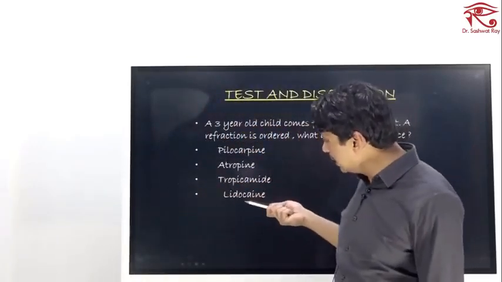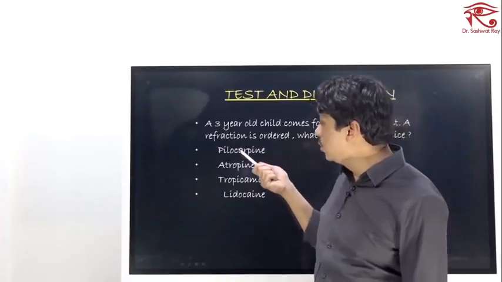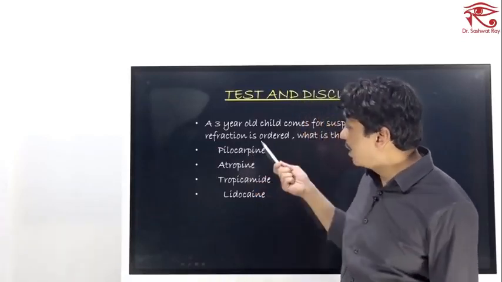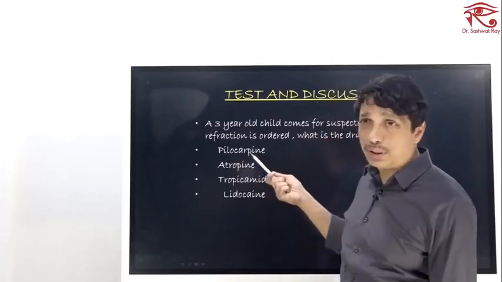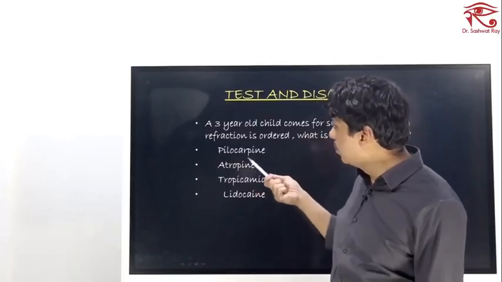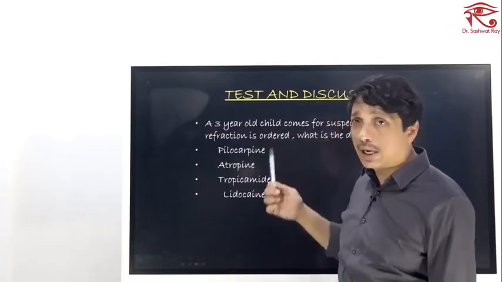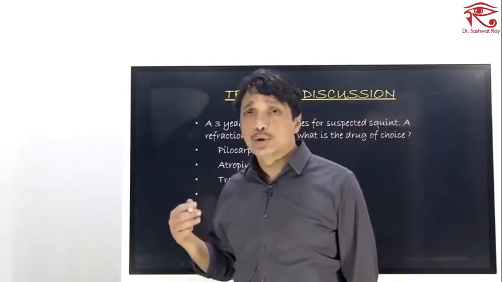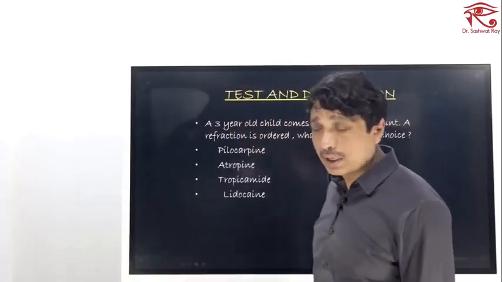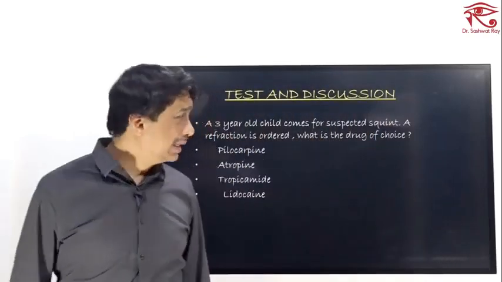Lidocaine is an anesthetic. So the choice has to be between atropine and tropicamide, and without hesitation, you should answer atropine because it is the most powerful cycloplegic which can paralyze the accommodation of a 3-year-old child, and the latent hypermetropia can be manifested. Let us look at that.